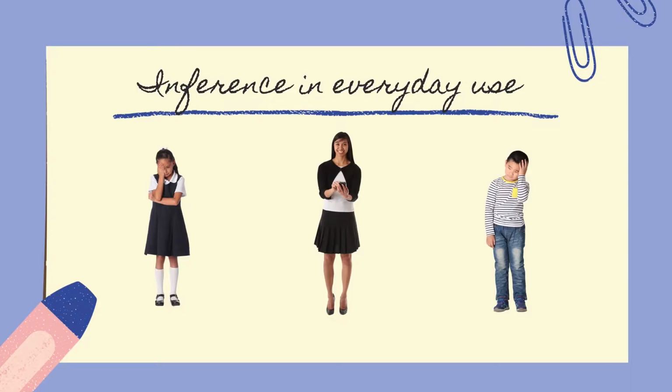We use inference every day. When we talk to other people, we infer meaning from their tone of voice and body language, which often tell us a lot about how someone is feeling. We can tell that each of these people feels something different, and we can infer that they are sad, happy, or confused. When we speak to someone, watch a film, look at a picture, or read a book, we infer meaning from the clues we are given.